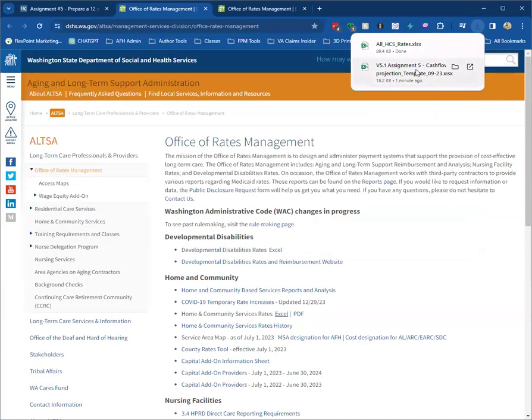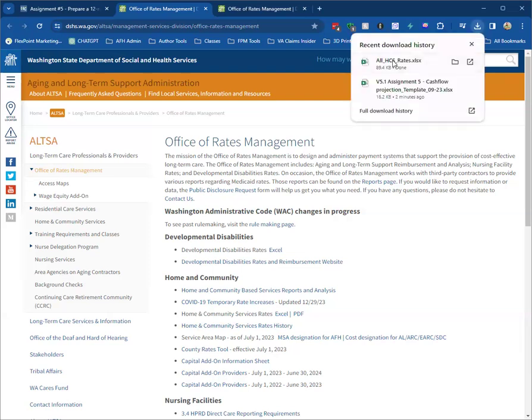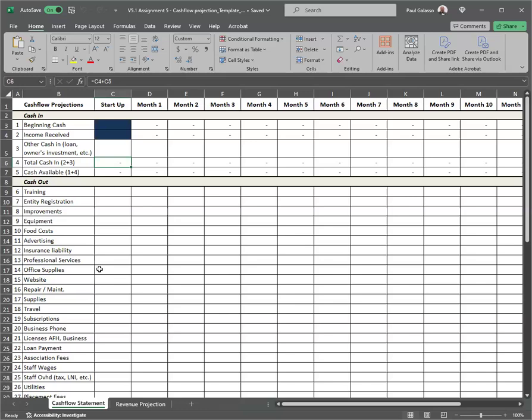And then we have the ability to go ahead and open up each Excel document. And so I'm going to go ahead and open both at the same time. So I'm going to open the HCS rates and the spreadsheet itself. So let me coordinate these. All right. So the first one, let me go ahead and share the cash flow document so that you can see exactly what it looks like.